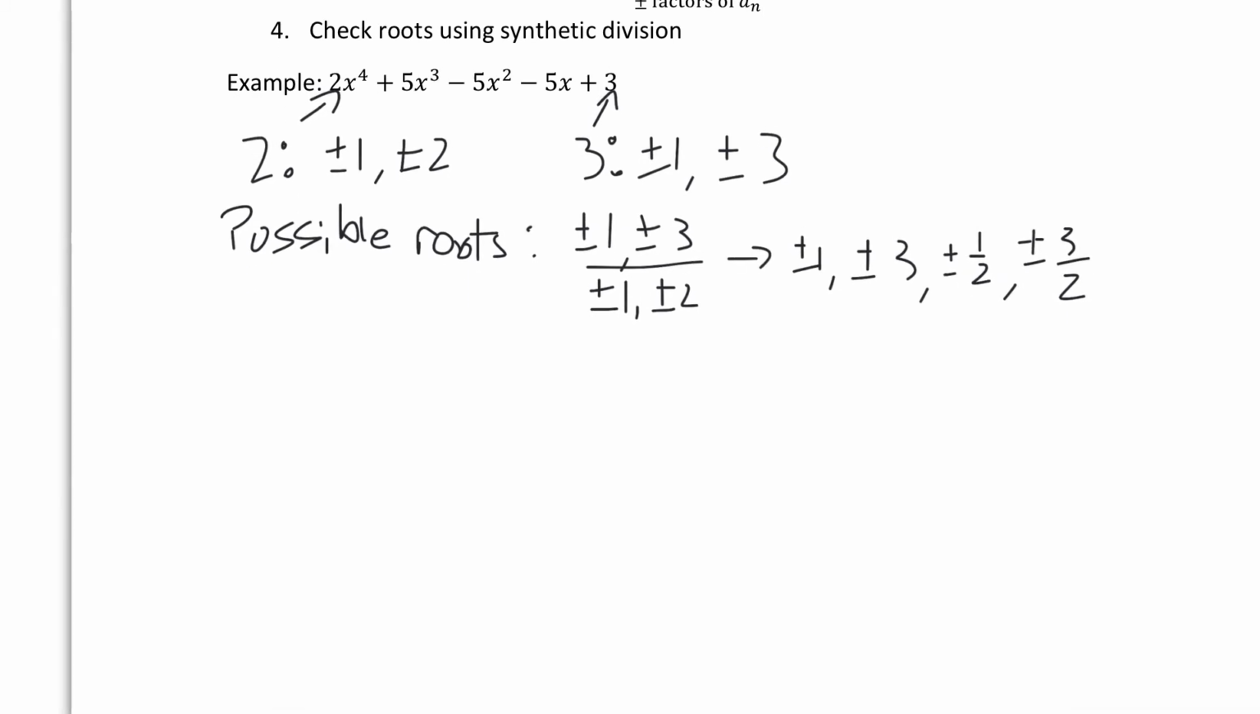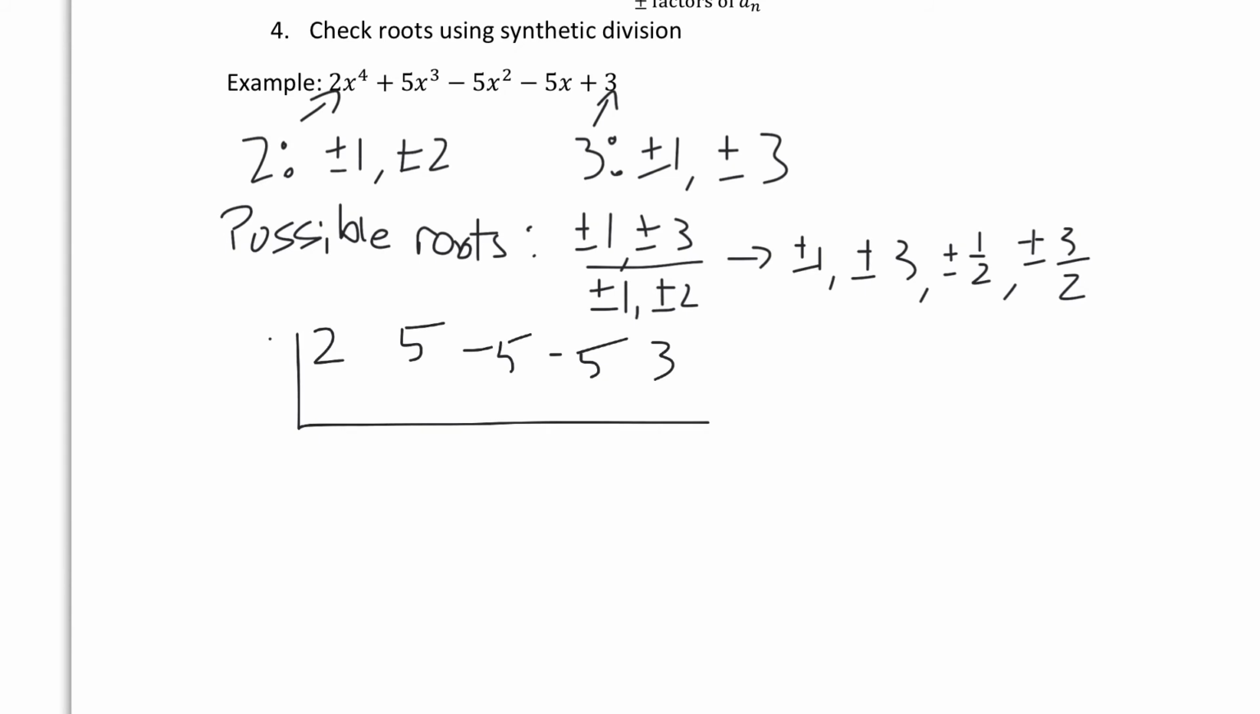Let's go ahead and start with maybe x equals 1. That's usually a good root to start with. X equals 1 is a good possible root to begin, so let's set it up. We have 2, 5, -5, -5, and 3.